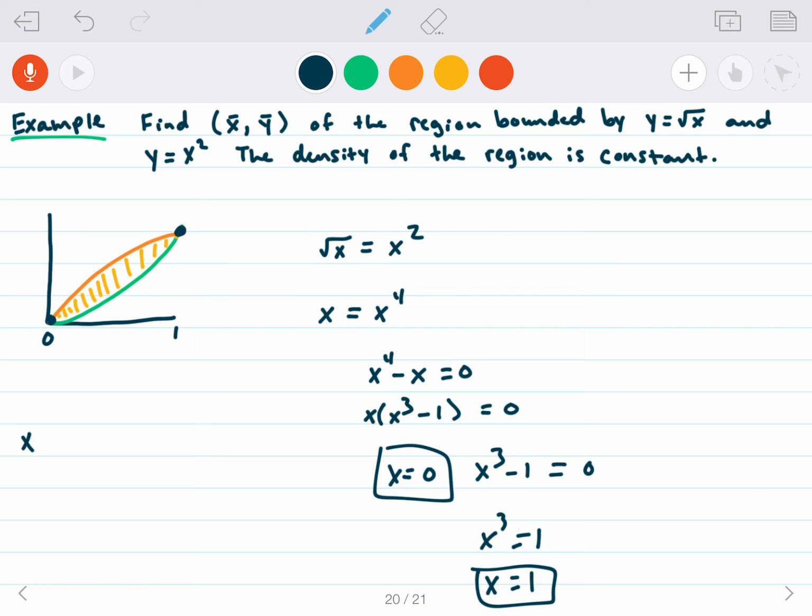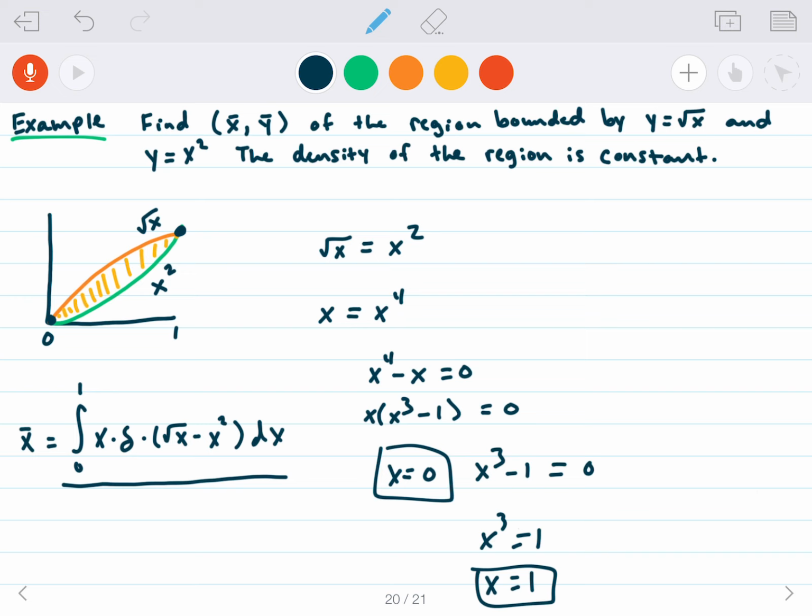Okay, so what we have is the integral from 0 to 1, just following our formula, x. Now, the density is constant, so instead of putting delta of x, I'm just going to put delta there, times f of x minus g of x. Well, f of x is our top function, which is square root of x, and g of x is our bottom function, which is x squared. So we have square root of x minus x squared dx. Okay? And that is going to all be over the mass.